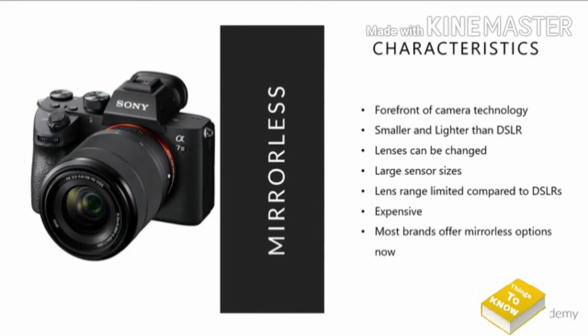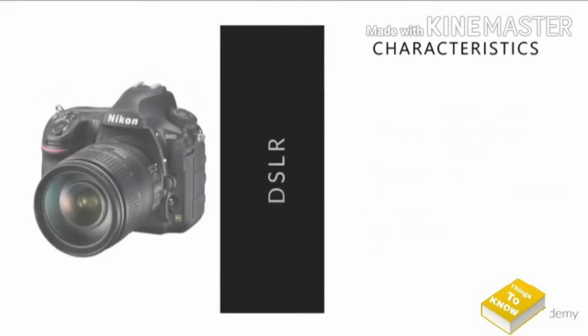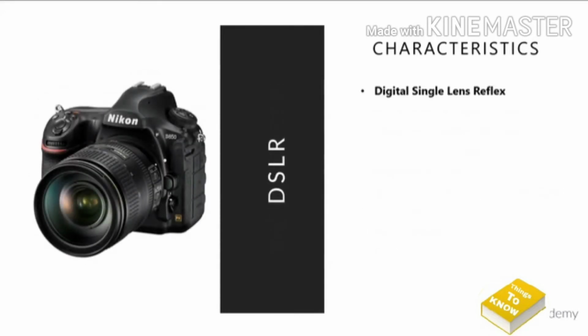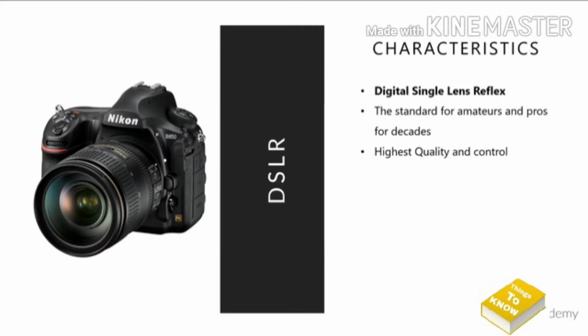And speaking of DSLRs, a DSLR is a digital single lens reflex. We'll have a look at what that means word for word in the next lesson, but basically it means you can change the lenses on the camera. To really oversimplify it, you can change the lenses on these types of cameras. These have been the standard for amateur and professional photographers for decades. They're the highest quality and control, although, as I mentioned, mirrorless cameras really challenge that now as well.